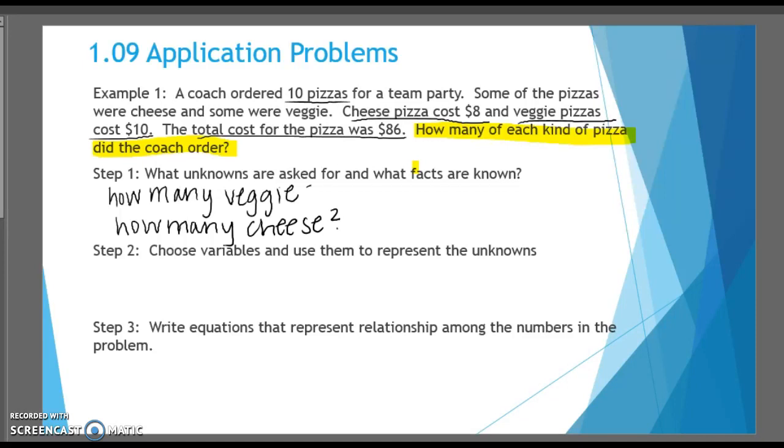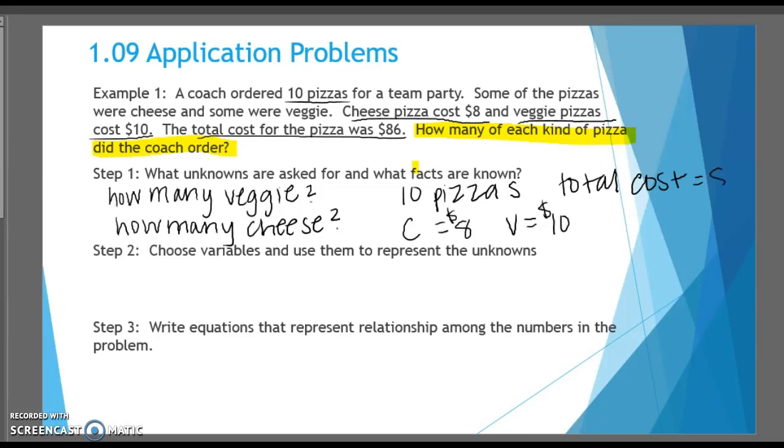Okay. We know that there are 10 pizzas total. We know that cheese cost $8 and veggie equals $10. We also know that the total cost was $86. And so if you don't know where I got those numbers from, I want you to reread the problem again. Pause the video and reread the problem.